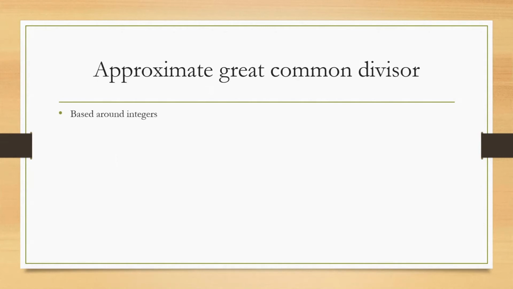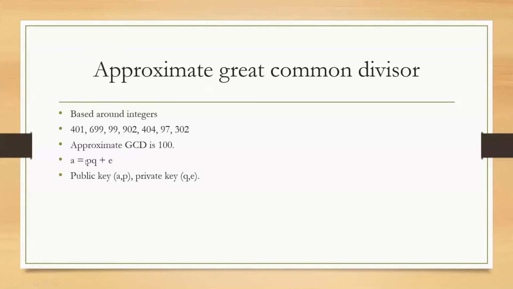This is based around integers. Just to consider all of these integers, you can see the approximate GCD is 100. In this case, the public key would be A and P, and the private key would be Q plus some error term. It's hard to determine Q given A and P.